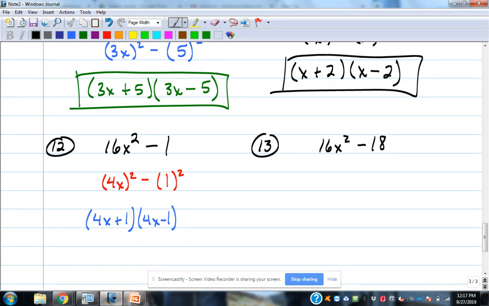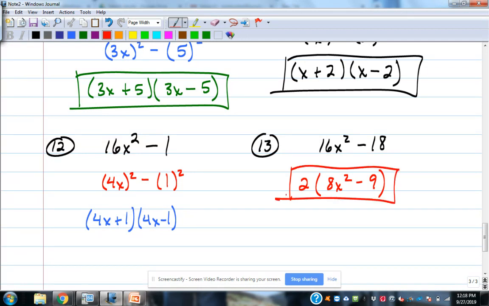Well, 16 works with the difference of squares, but 18 doesn't. But what do they have? A GCF of 2, so that leaves us 8x squared minus 9. Is that a difference of squares? Why not? 8's not a square number, right? 9 is, but 8's not. So I can't rewrite that as a difference of squares. So I'm done with that one, right? So GCF is all that we can do with that one.